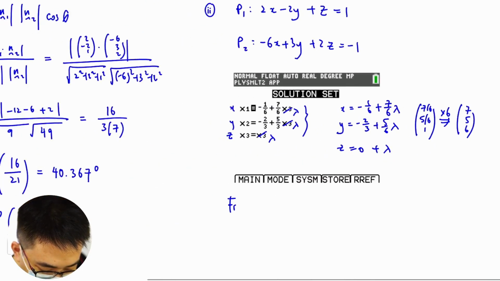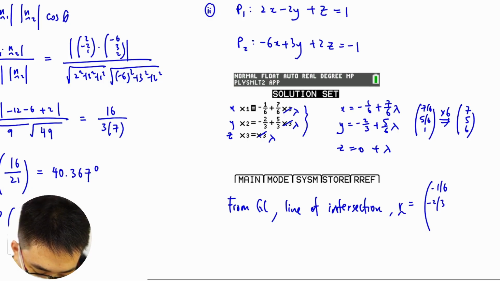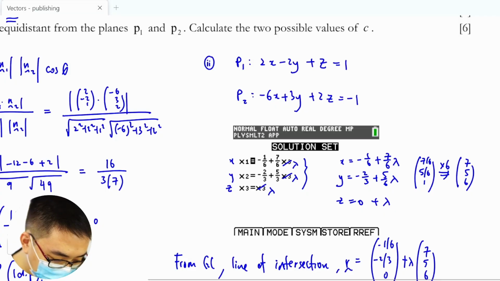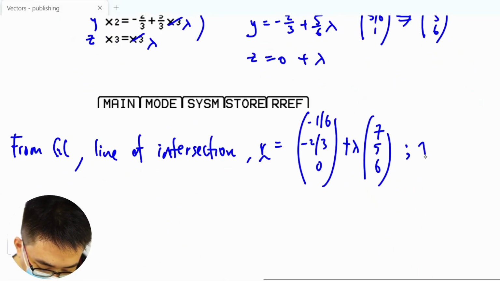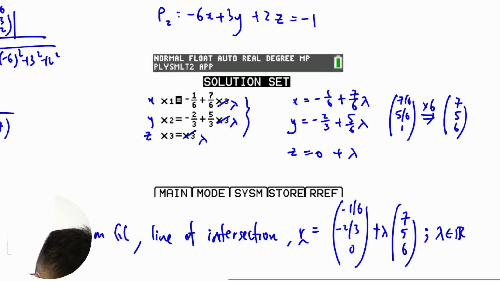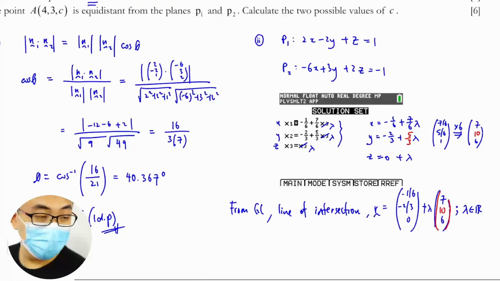So from the GC, the line of intersection r equals ... plus lambda times the direction vector. Done. Second part.